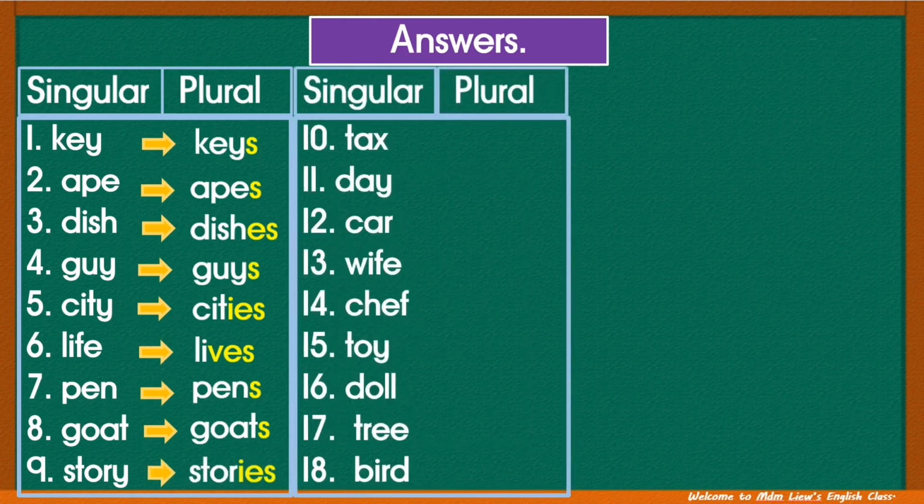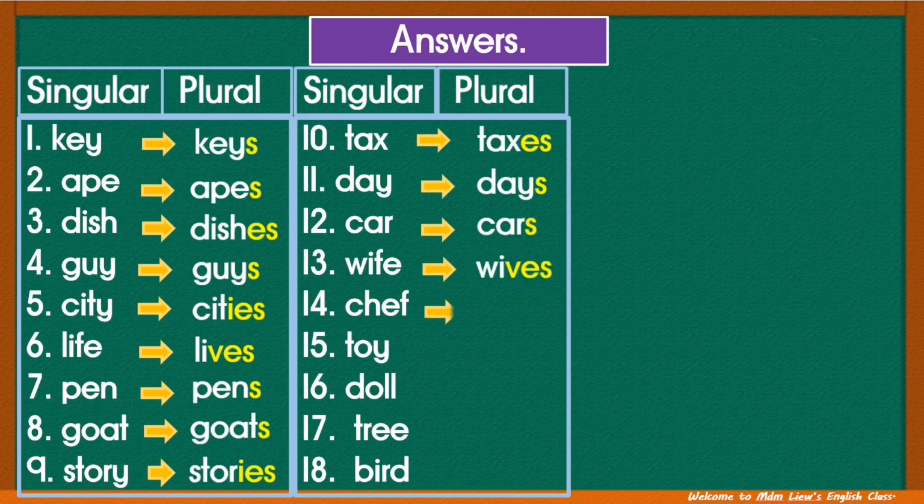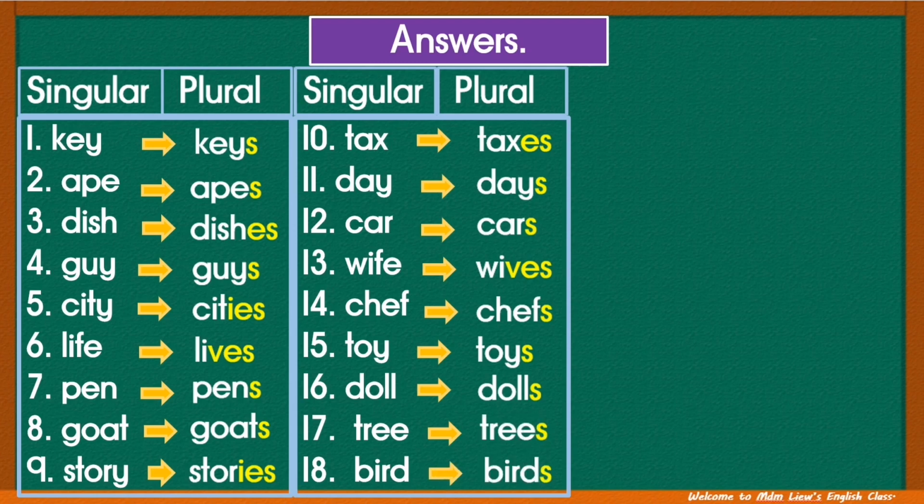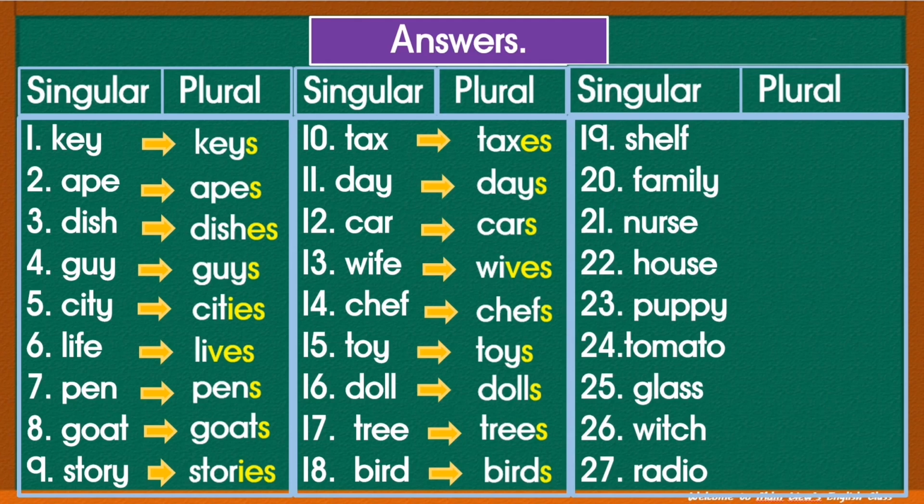Next. Text becomes texts. Day becomes days. Car becomes cars. Wife becomes wives. Chef becomes chefs. Toy becomes toys. Door becomes doors. Tree becomes trees. Bird becomes birds. Next. Family becomes families.